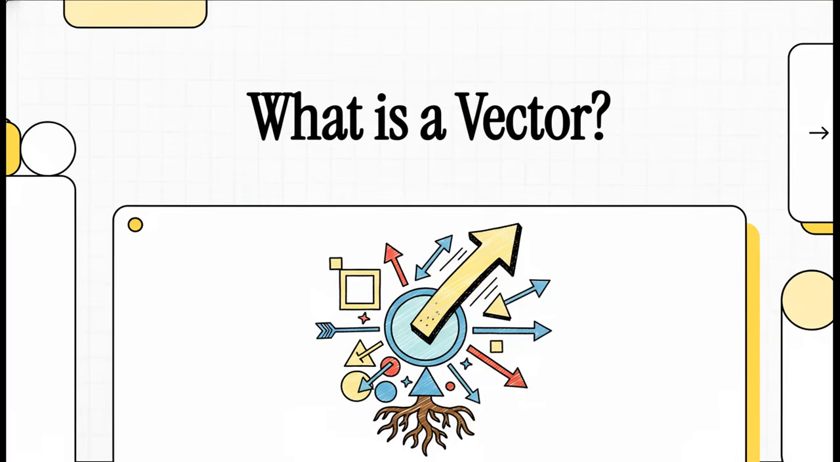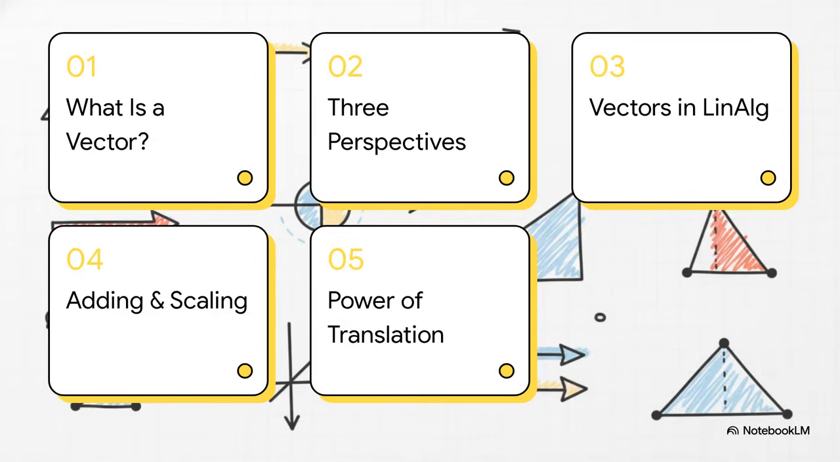If you really want to get a handle on linear algebra, you've got to start at the very beginning. And that beginning, the absolute root of it all, is the vector. It's the key that unlocks, well, everything else. So here's our game plan.